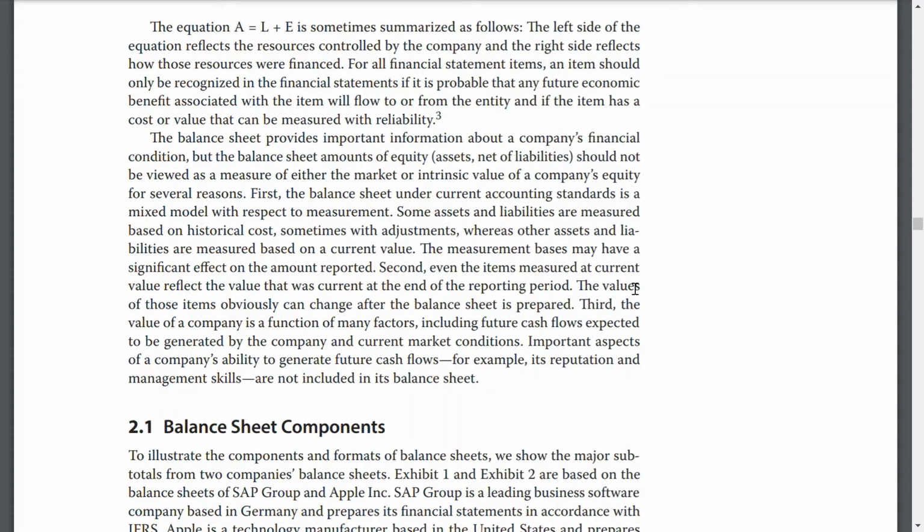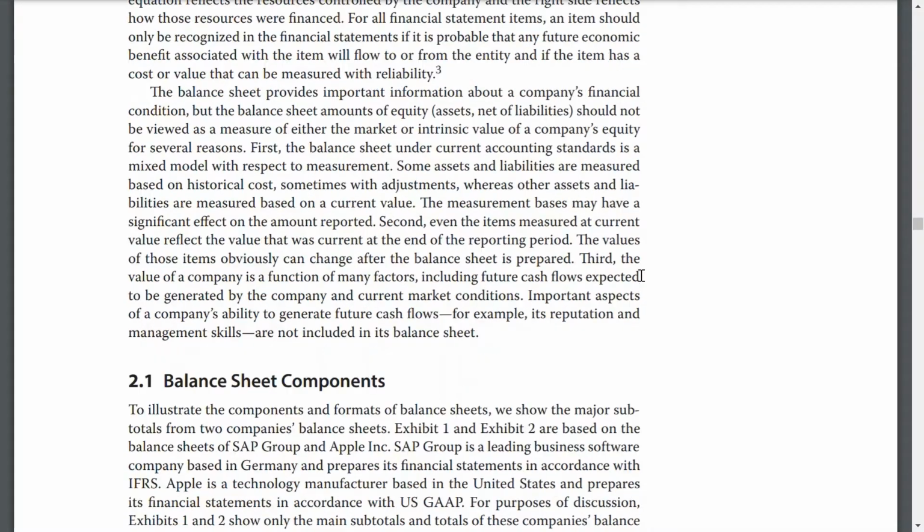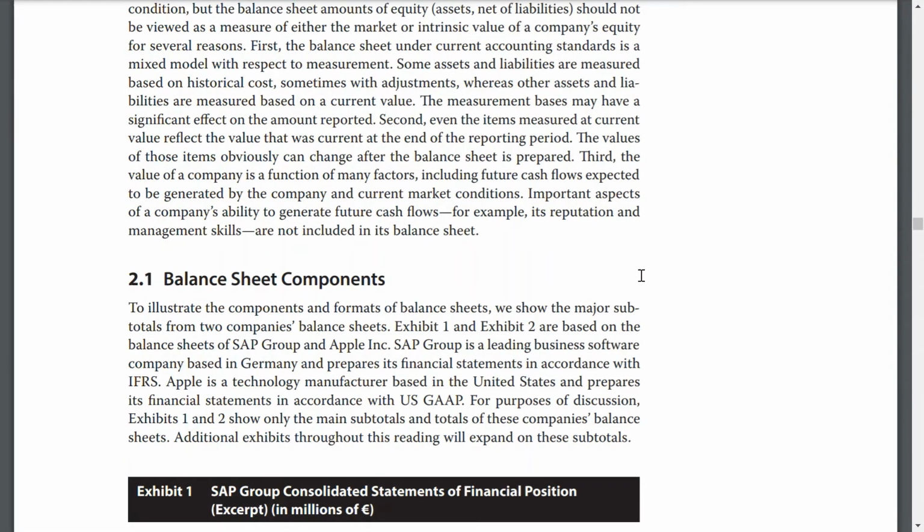Third, the value of a company is a function of many factors, including future cash flows expected to be generated by the company and current market conditions. Important aspects of the company's ability to generate future cash flow, for example, its reputation and management skills, are not included in the balance sheet.